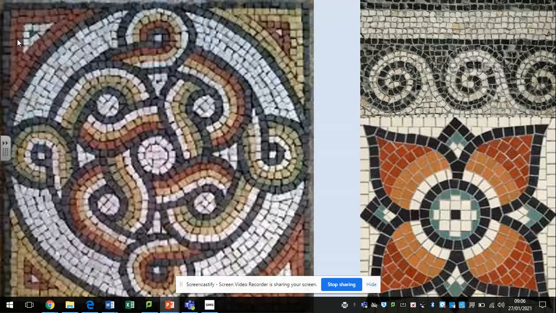If you look at the one on the top right-hand side, it looks like a series of waves. So it is tessellating. The wave swirl pattern is repeating again and again. Likewise with the flower shape there at the bottom. Again, you've got rotational symmetry there, but it's also a tessellating pattern. It would repeat over and over again.